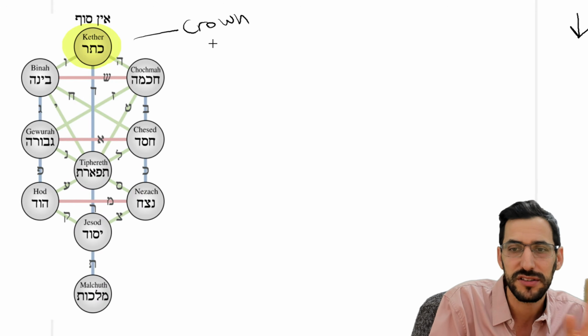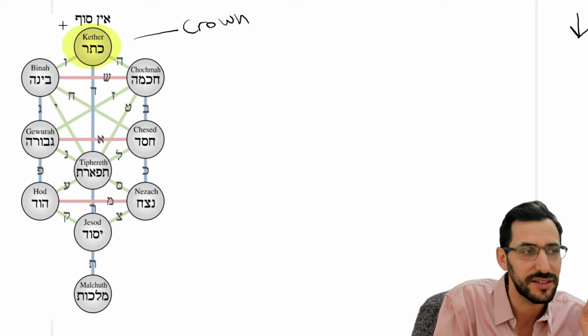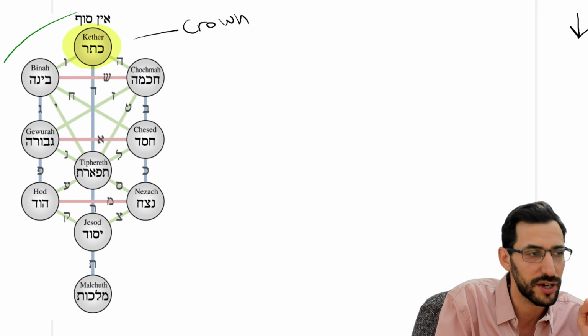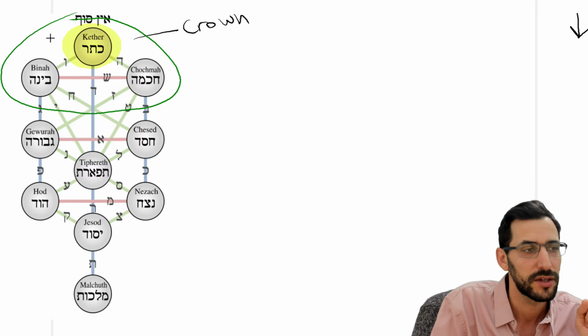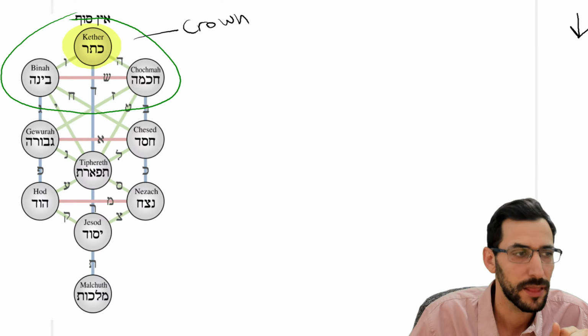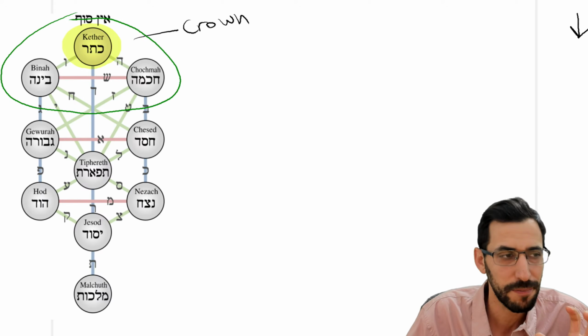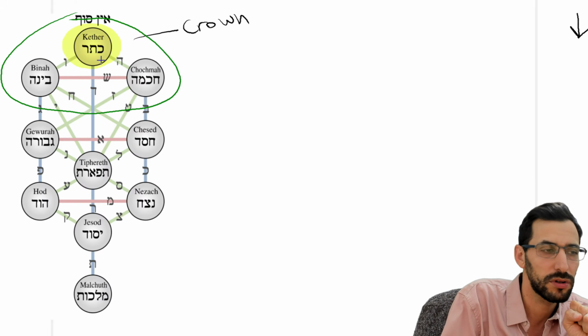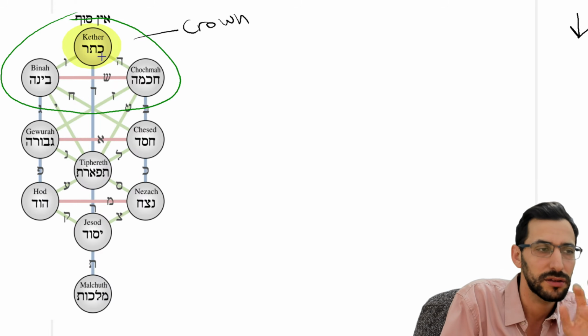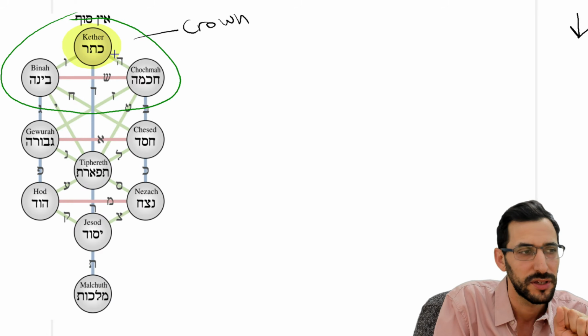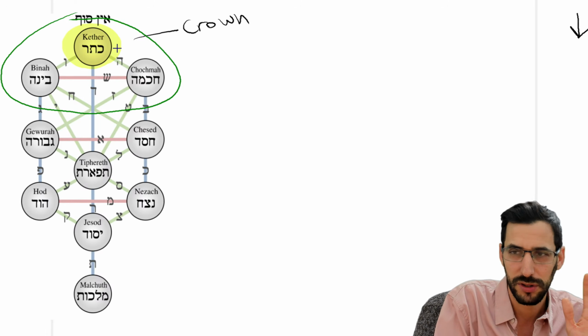So it's the crown, it's the thought of everything. And it's connected in this first structure of these three: Keter, Hochma, and Bina. So to understand the purpose of every single Sefira, let's go over them one by one. All right, so Keter, more or less we covered.